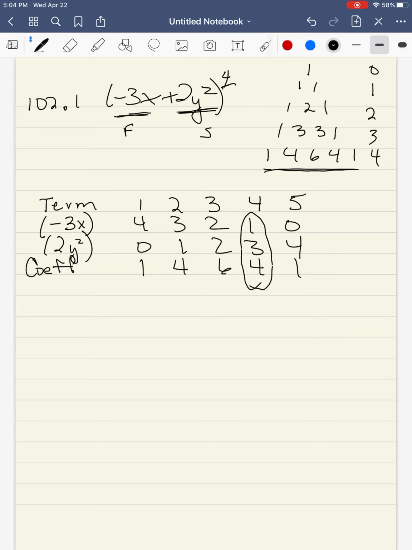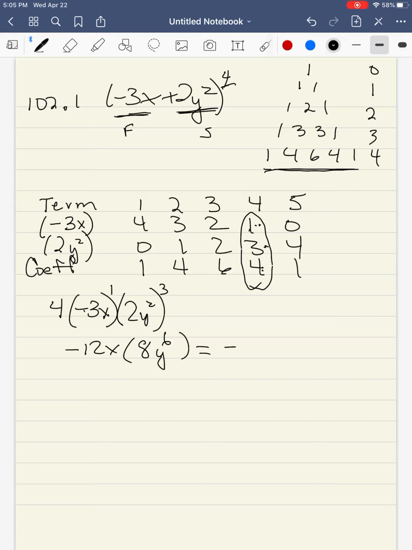The coefficient's going to be 4. The first term raised to the 1st power, the second term raised to the 3rd power. The coefficient, the exponent on the first term, the exponent on the second term. So now that'll be negative 12x. This becomes 8y to the 6th. If we multiply that out, it's negative 96x y to the 6th. So it's the same process as before. If you're used to using that, you'll be fine on this one.